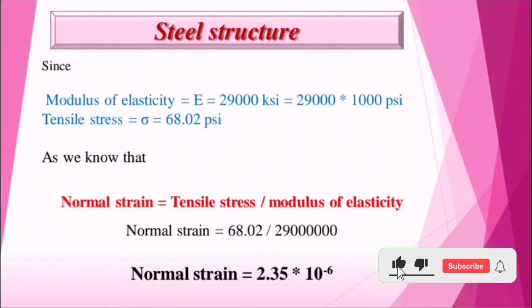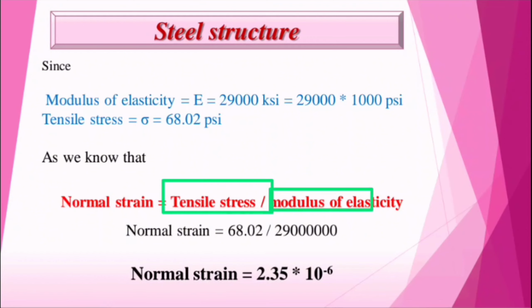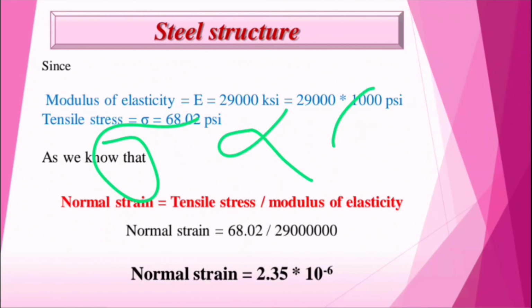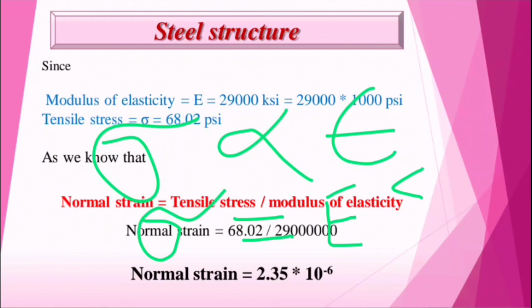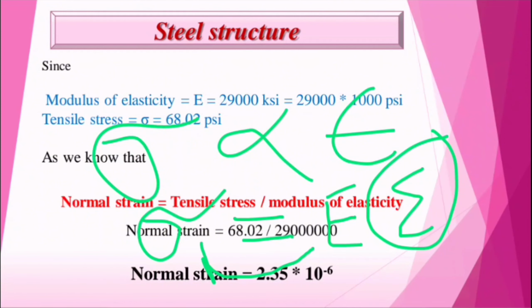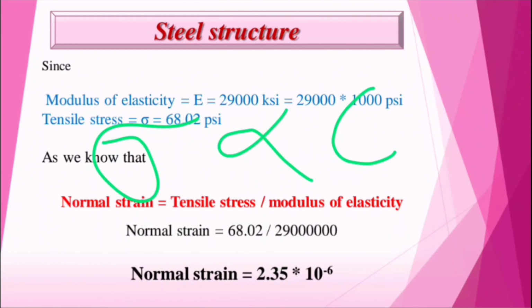From Hooke's law we know the formula for the normal strain: the maximum tensile stress divided by the modulus of elasticity. Hooke's law says that stress and strain are directly proportional up to a certain limit. So stress is directly proportional to strain, and stress equals modulus of elasticity times strain. We are finding this strain, so the modulus of elasticity comes to the other side as a divisor. The new formula is tensile stress divided by the modulus of elasticity.